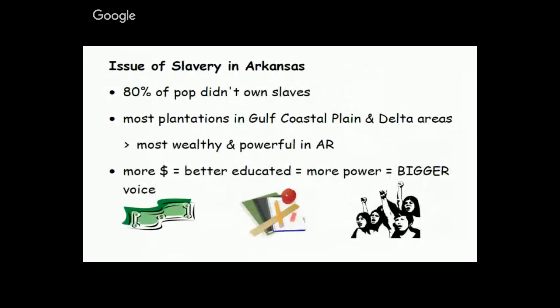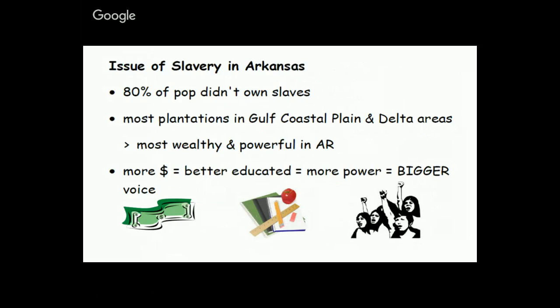In many ways, Arkansas was different from other southern states. About 80% of Arkansas families never owned slaves. One of the reasons is that farming in the Ozarks, where we live, and the Ouachita Mountains was very limited because of the rocky soil. So we don't have huge farmland available to grow crops like cotton and rice. That's in the eastern part, like the Gulf Coastal Plain and Delta areas. They had the most plantations because they had the better soil.